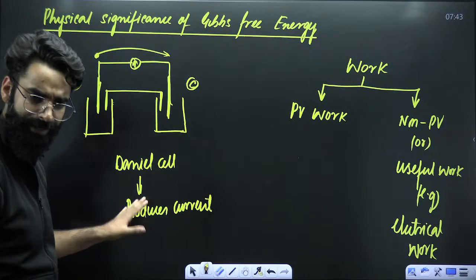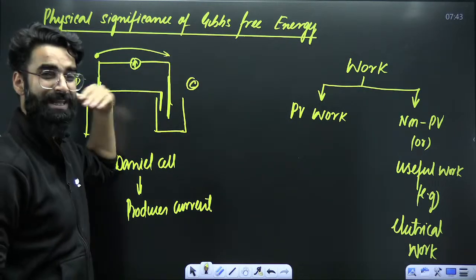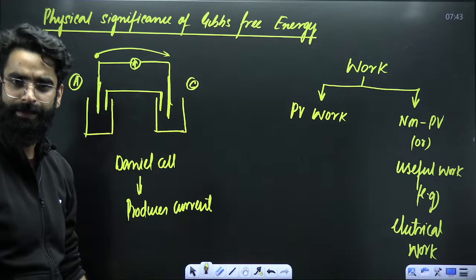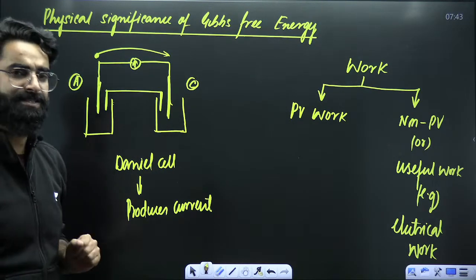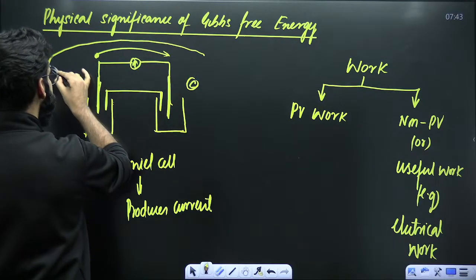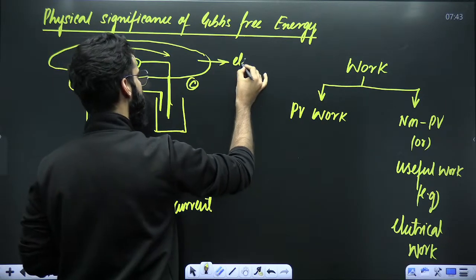In the case of the Daniel cell, what happens? Electrons move from anode to cathode. So there will be directional movement of electrons from anode to cathode. Absolutely. Now, my dear students, first of all, if I ask you, in this part of the cell, which work is going on? Can I say electrical work is going on?